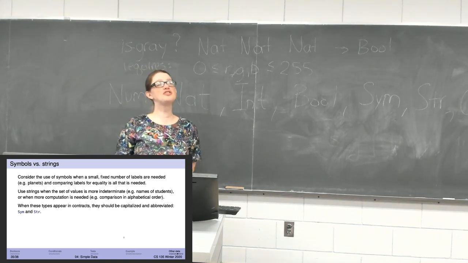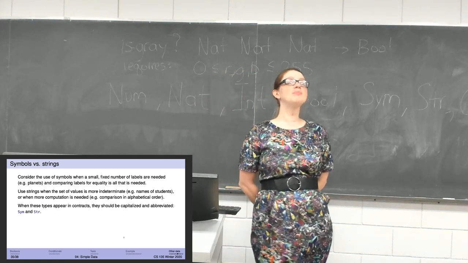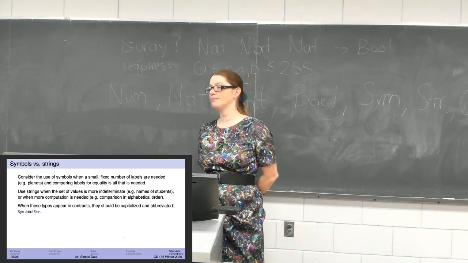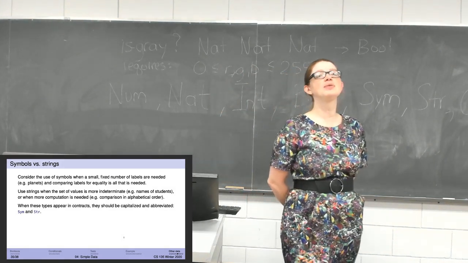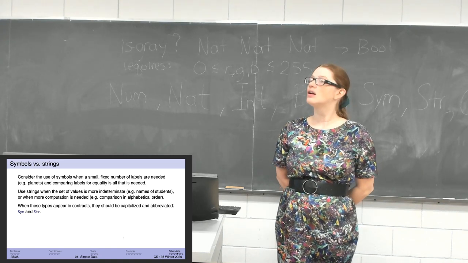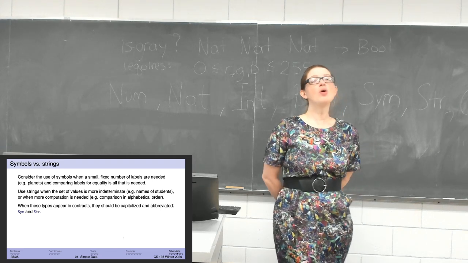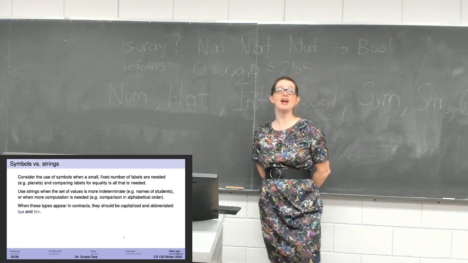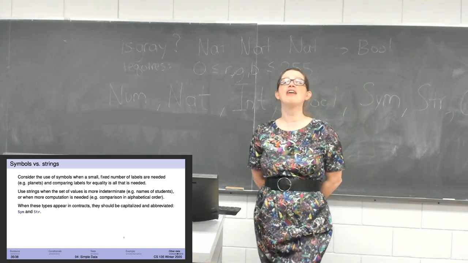What's going on underneath in Racket is Racket is probably assigning each of the symbols that you create to a number. And then when you're testing for symbol equality, it just compares the two integers to each other. Simple, quick, and dirty evaluation. One operation. In order to compare equality for two strings, I actually have to compare equality of each character.